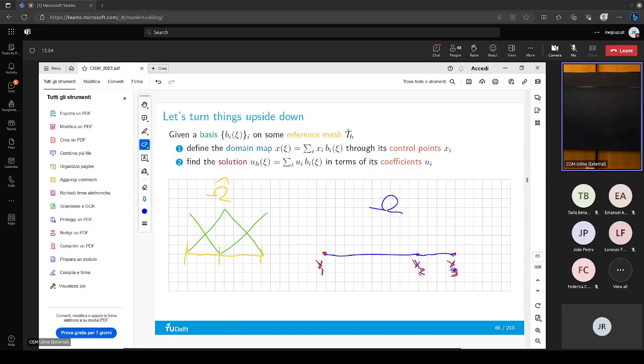Why am I putting this? So I haven't won anything. The thing that I win is that by specifying the reference mesh and the basis, I have defined what geometries I'm able to represent at all.